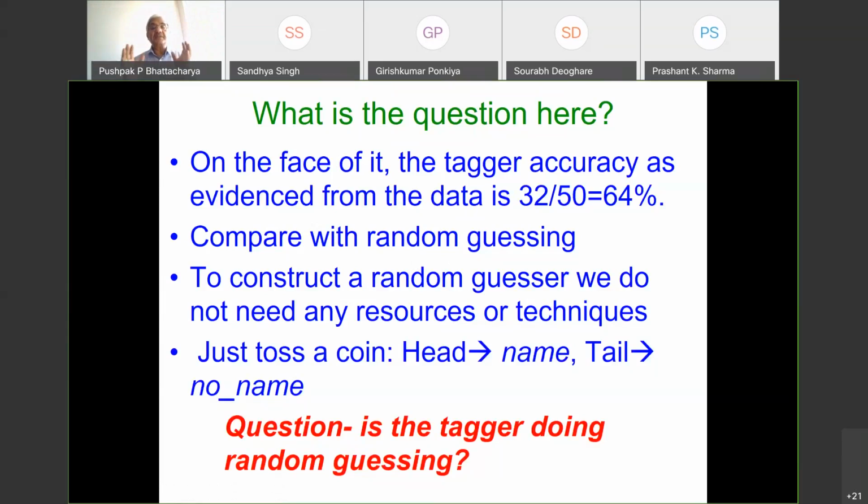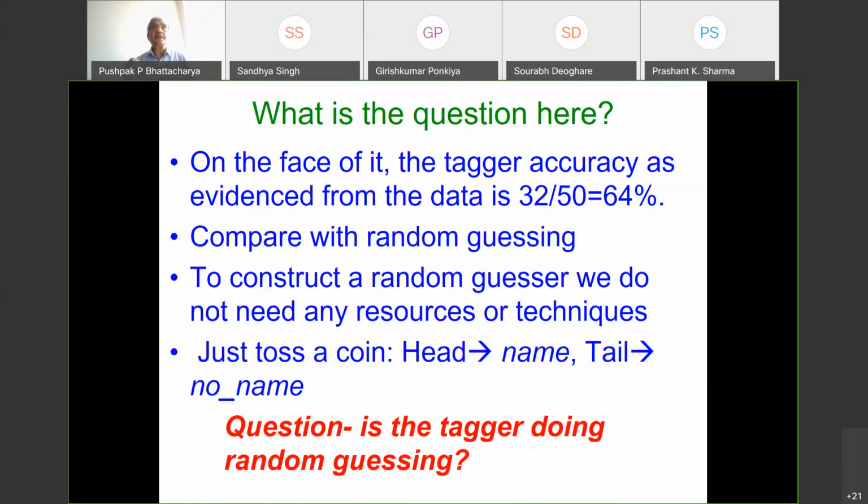If the accuracy level is low, in particular if the value is close to 50%, then a very natural question to ask is, is the system doing anything better than random guessing? This question we have encountered so many times in natural language processing. Is the system doing anything better than random guessing? And for random guessing, what is the algorithm? The algorithm is very simple.